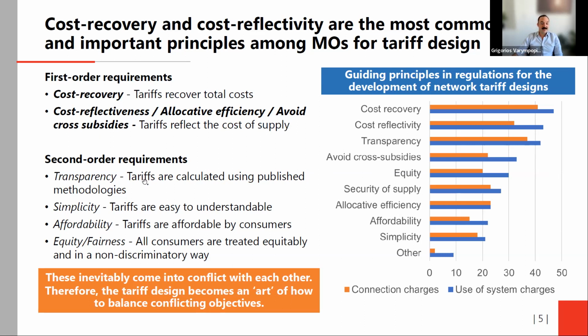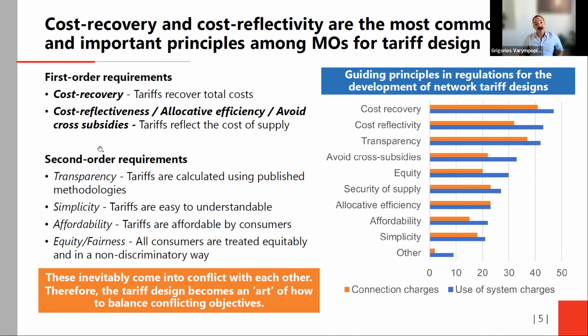What we see with these principles and objectives is that these inevitably come into conflict with each other. So, for example, trying to achieve cost recovery distorts cost reflectivity, and trying to achieve simplicity, so the simpler the tariffs are, then it also distorts cost reflectivity.